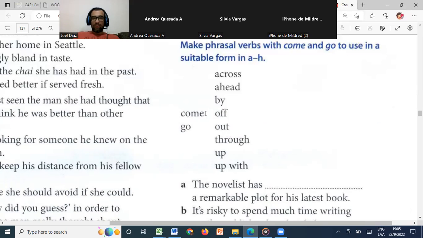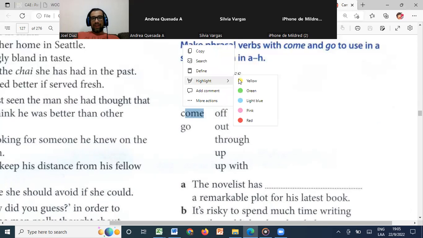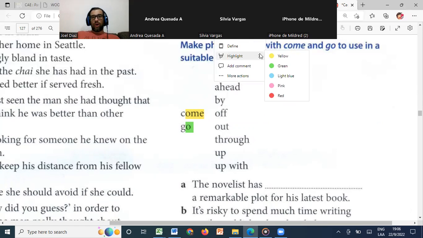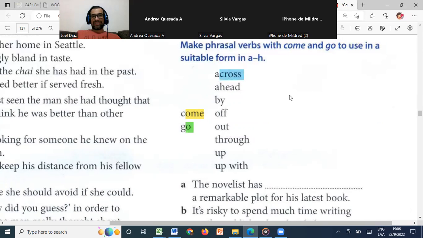No. Well, the thing is that you see, we have come, right? And we have go, right? So we need to know which of these verbs collocates with these ones, right? Let's do something else. For example, across. Across goes with come or goes with go? With go. Well, in this case, it goes with come. Okay, so maybe if you have a pencil and a notebook, we can start writing. So we say come across, right? And in a moment, we're going to see the meaning of these phrasal verbs.